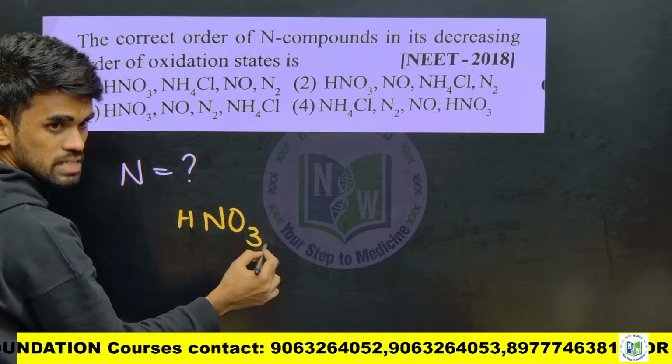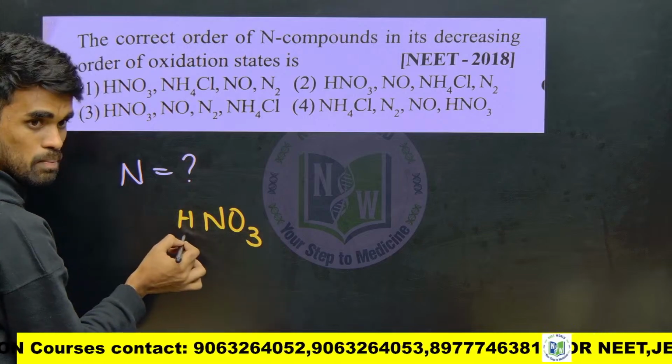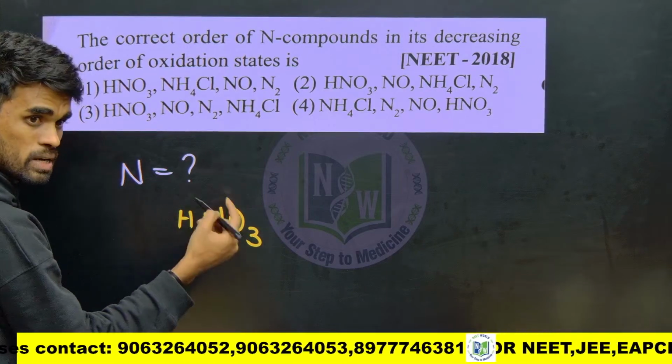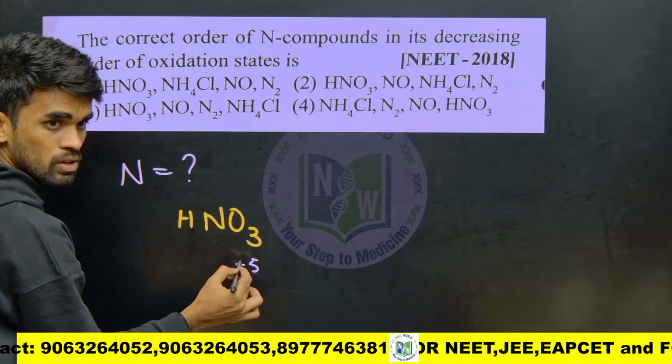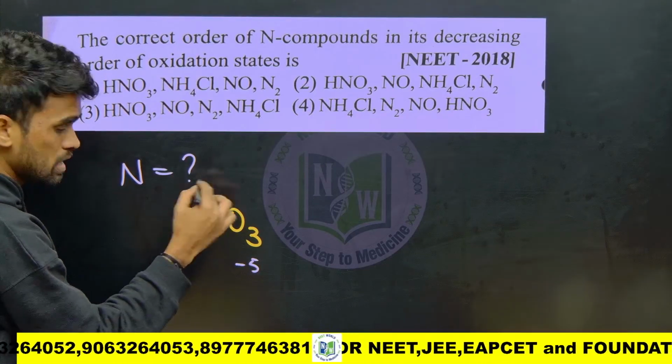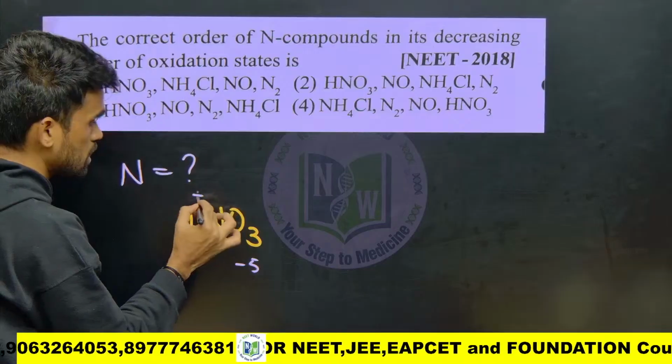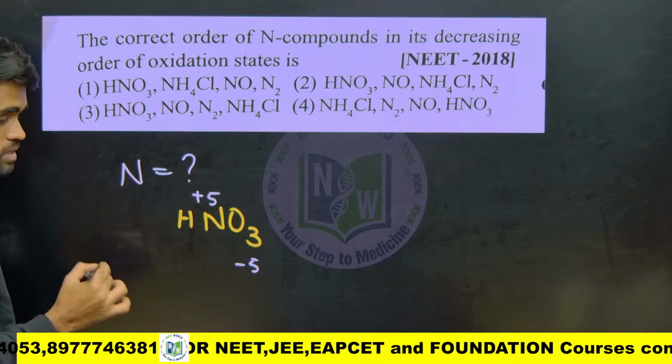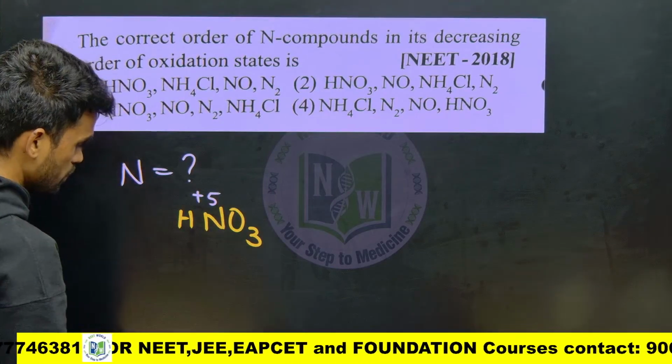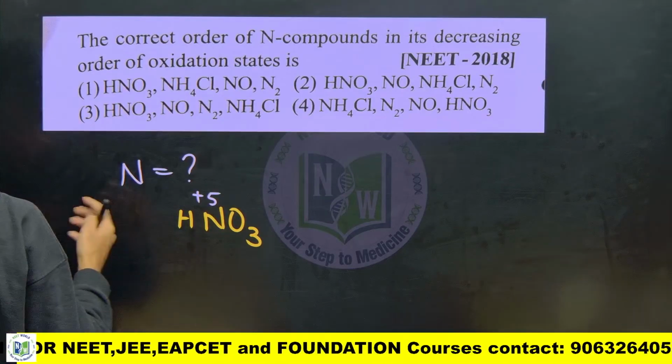-2 times 3 is -6, this is +1. So how much is it? The remaining is -5. Overall molecule is neutral, so we need to put on the nitrogen +5, right? Like this we have to take. This is one way, or you can simply use the formula and you will get this value only.